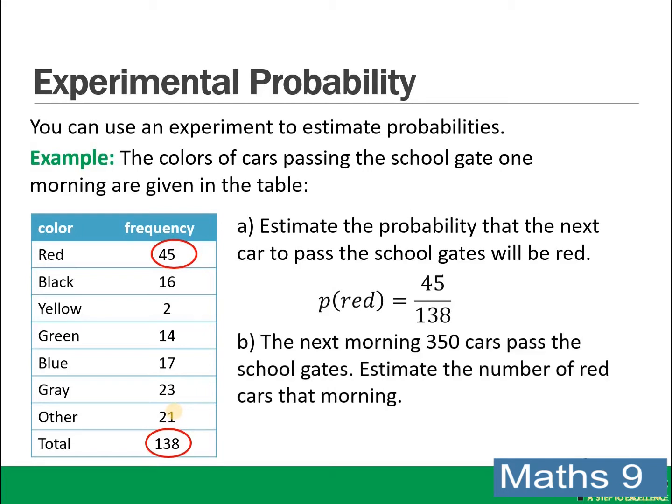B. The next morning 350 cars passed the school gates. Estimate the number of red cars that morning. Well, we know that the cars are red on average 45 out of 138 of the time. So 45 out of 138 times 350 gives us about 114 red cars.